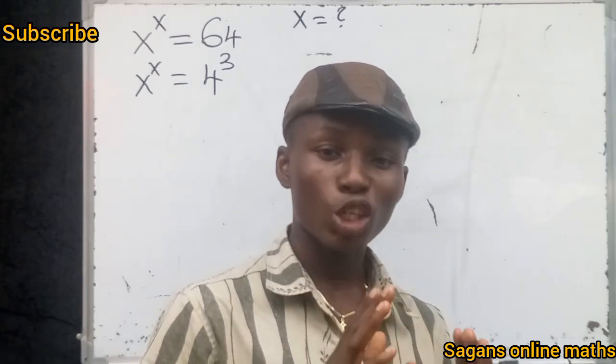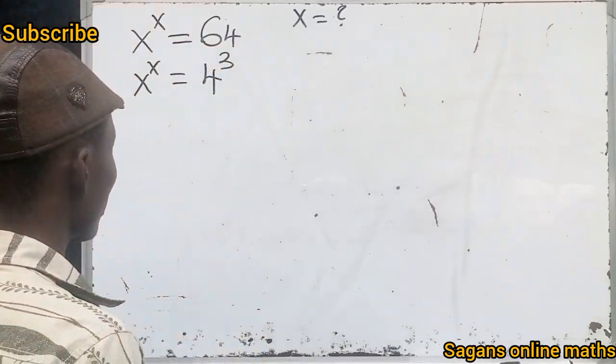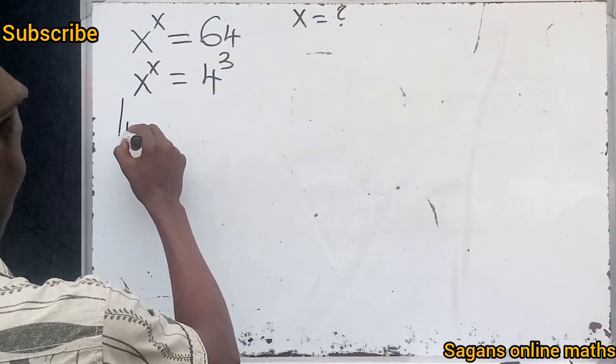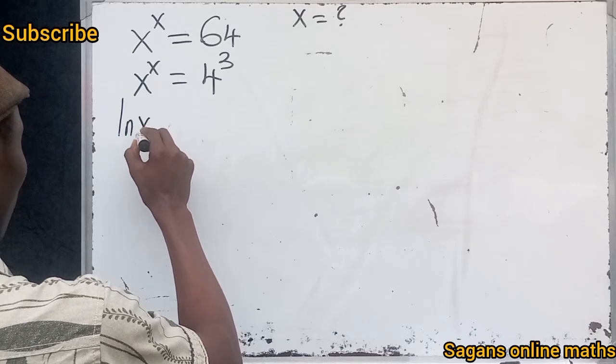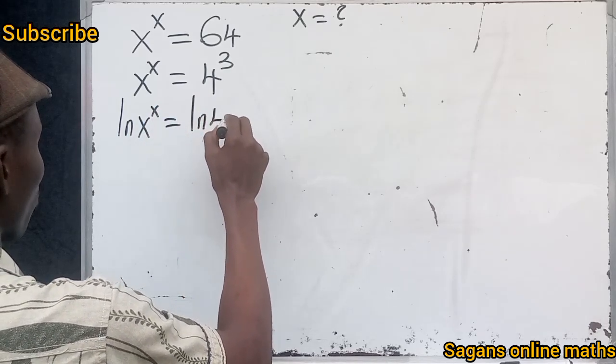So we're going to take the natural logarithm of both sides. That's our second step. So we take the natural logarithm of both sides. That means this becomes ln of x to the power of x is equal to ln of 4 raised to the power of 3.